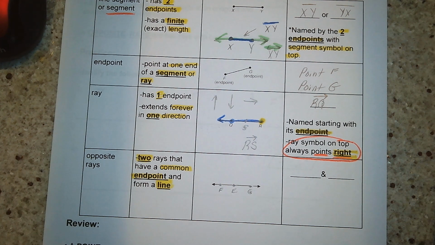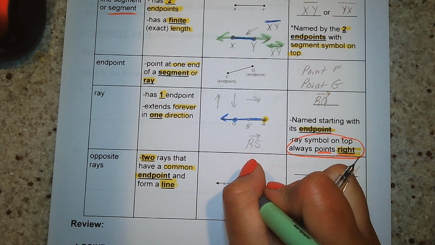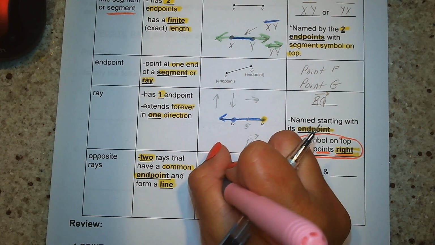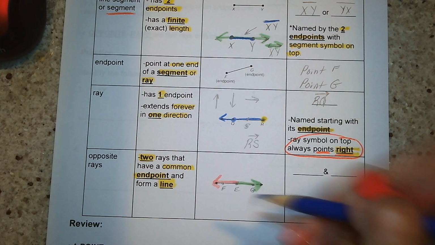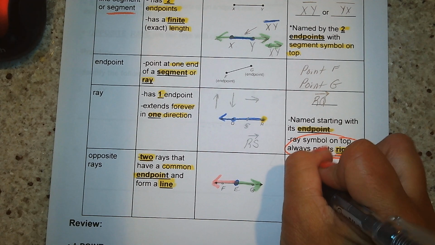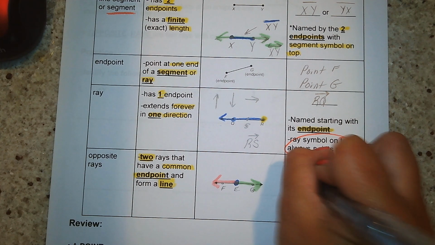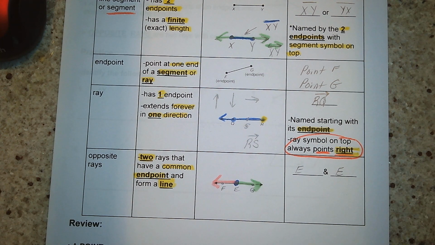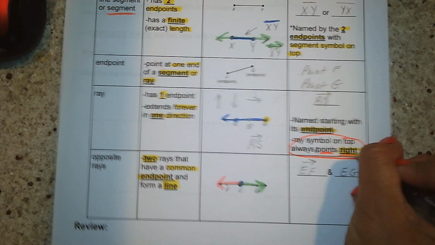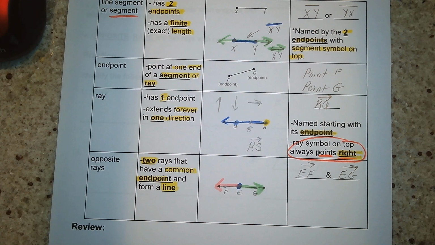One of them would be E towards G, and the other one would be E towards F. Okay, they are opposite rays. They both start with E, and they go in opposite directions. So E has to be the letter that we start with. Both of them have to start with E. One goes towards F, one goes towards G. Arrow always points to the right. Be very careful with that.